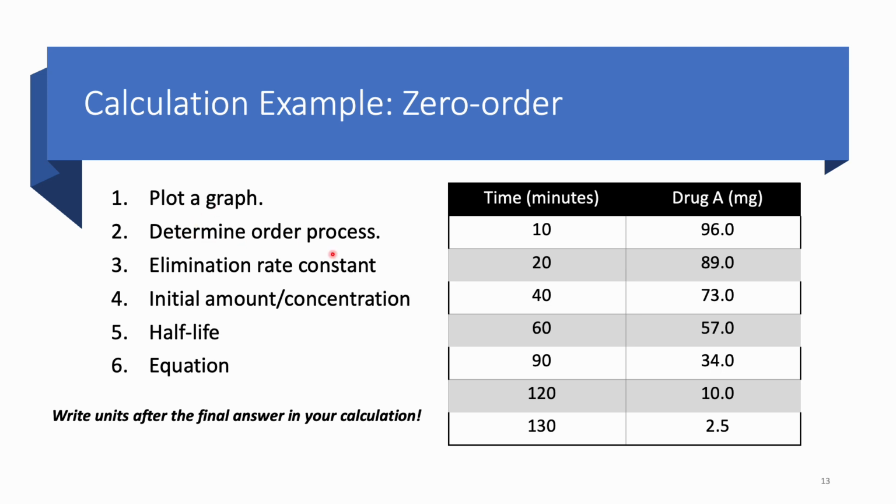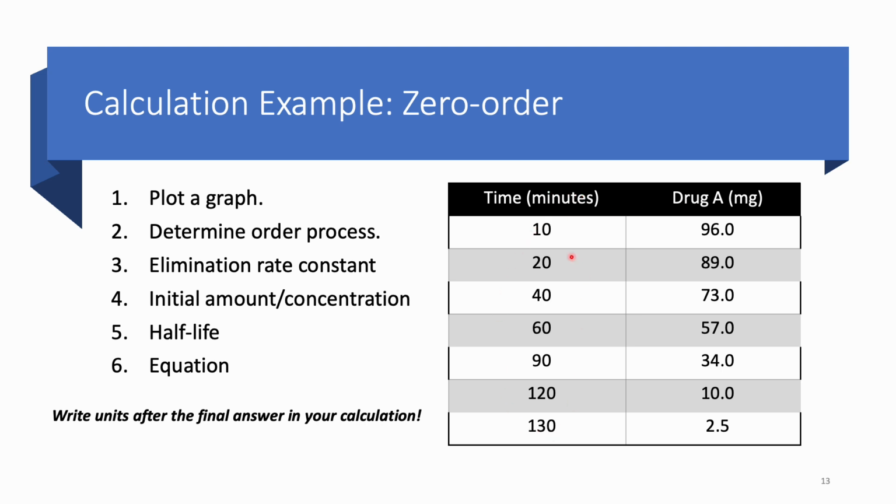So first, determine the order of the process, zero or first order. Then you calculate the elimination rate constant K, and for zero order, usually we call it K0. You calculate the initial amount or concentration of drug in the plasma. You see from the data here, you withdraw the blood at 10 minutes and have the amount 96 milligram. The initial amount should be at 0 minutes, and you don't have it in the data.